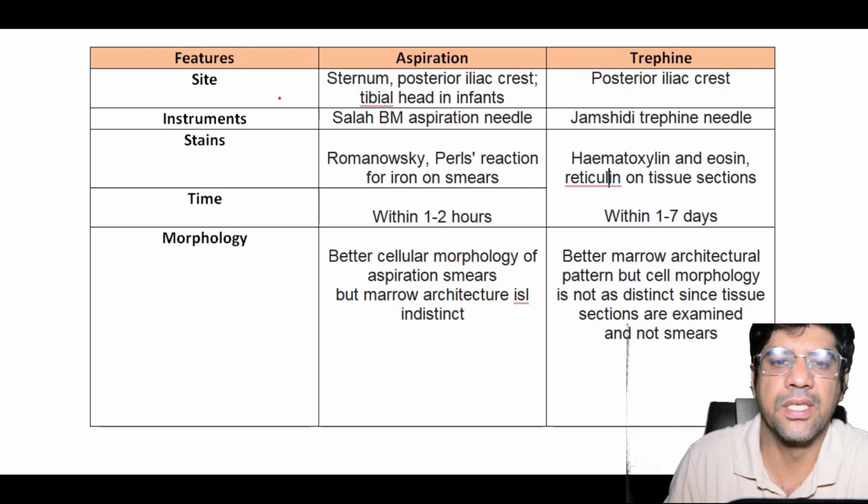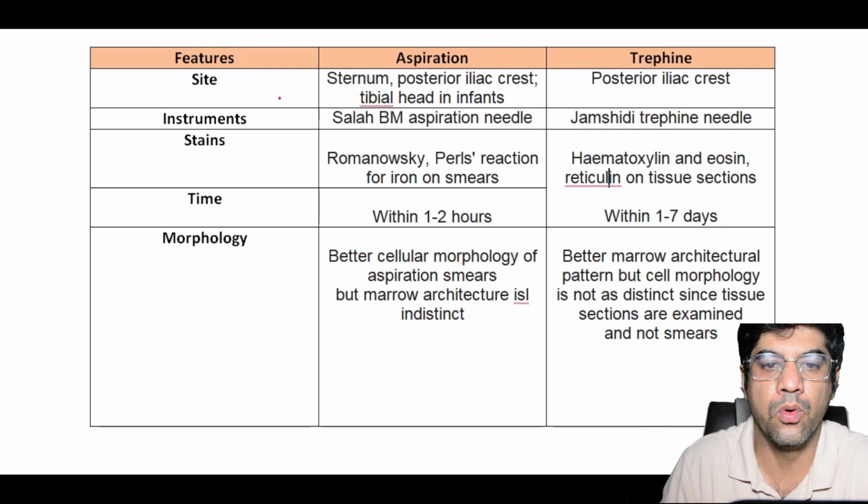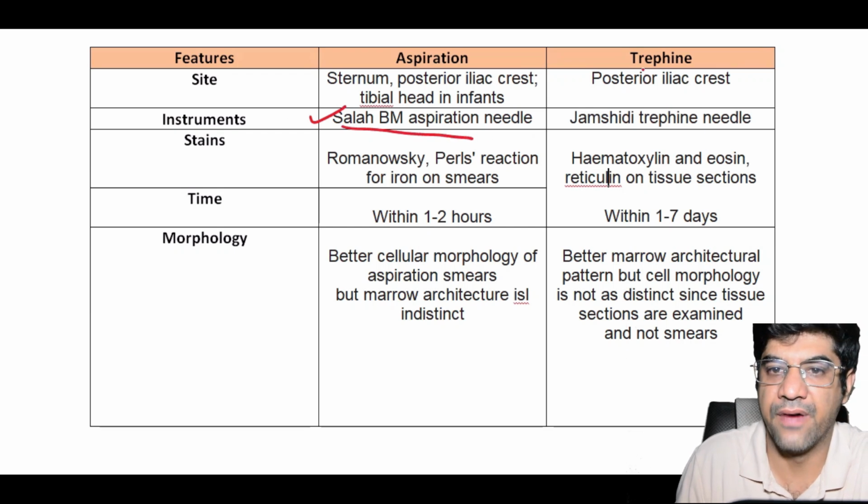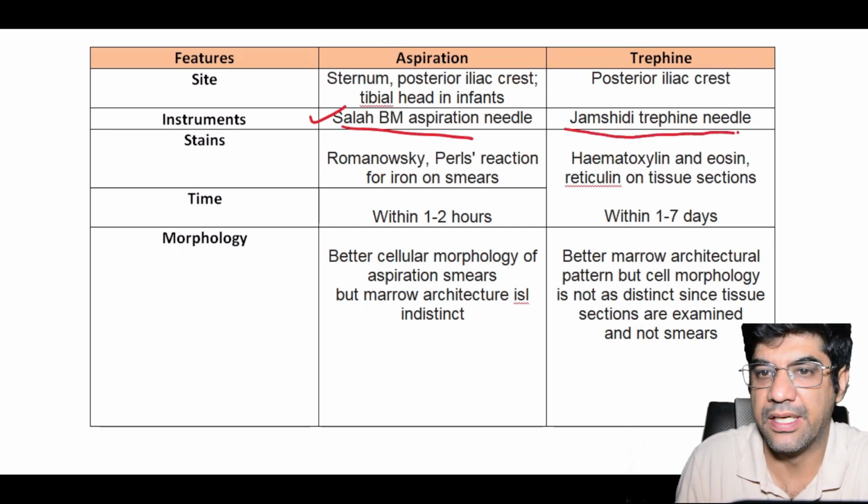So what is bone marrow aspiration? Remember, bone marrow aspiration is a procedure that is used to collect a small sample of liquid bone marrow using a special needle. That is the needle we use here, and in trephine biopsy we use the Jamshidi trephine needle.